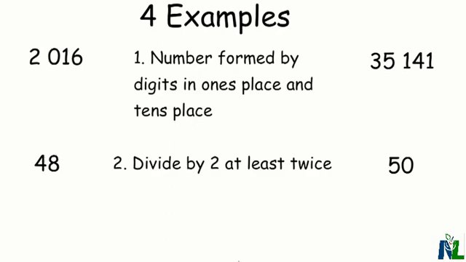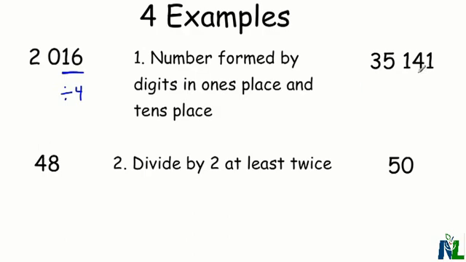Let's try a few examples. First, let's check for divisibility by 4. Our first strategy is to use the number formed by the digits in the ones place and the tens place. Here we see the number 16. 16 is divisible by 4, so this means that 2016 is divisible by 4.